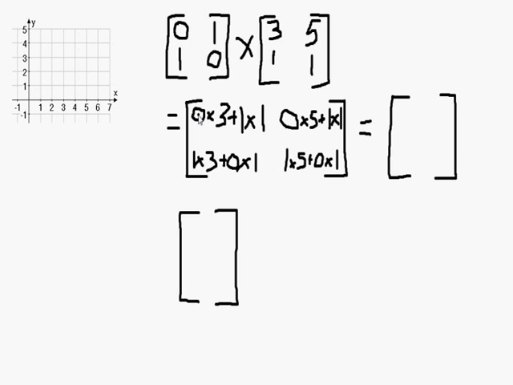So then we'll do 0 times 3, which makes nothing, and add 1 times 1, which is 1, so it's just 1. Alright, do the same over here. 0 and 5 is nothing. 1 times 1 is 1, so it's 1. Go over here. 1 and 3 is 3. 0 and 1 is nothing, so it's 3. Then 1 times 5 is 5. 0 times 1 is nothing, so it's just 5.